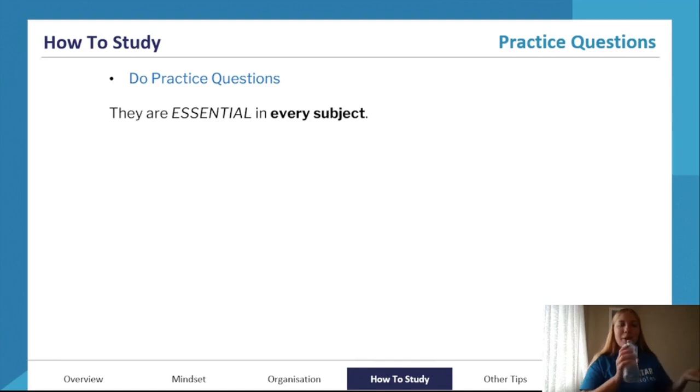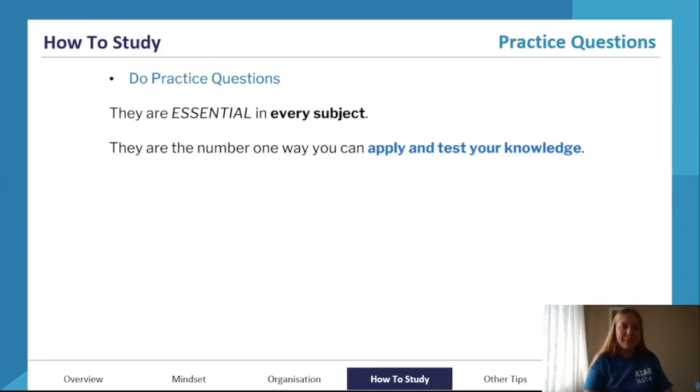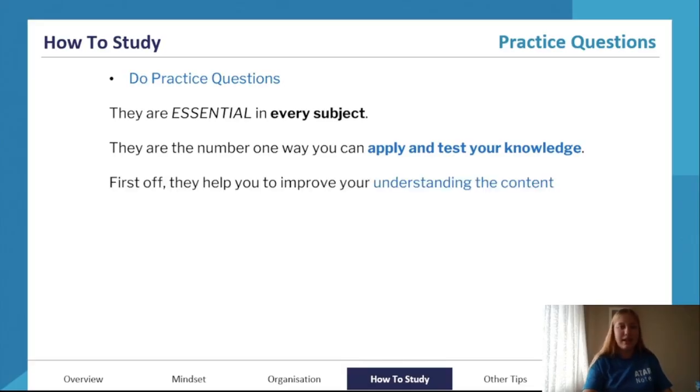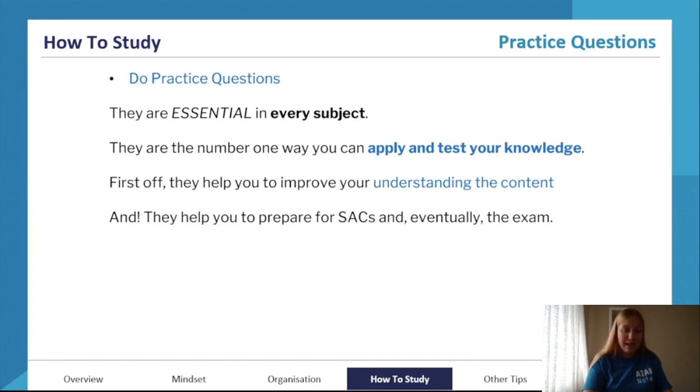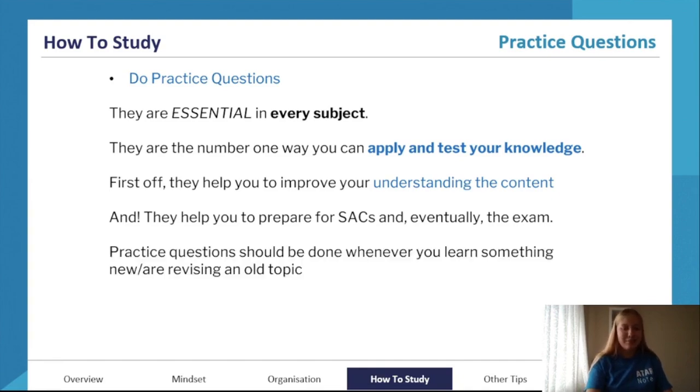Now, let's talk about practice questions. These are essential and super, super important in every one of your subjects. So it's the number one way that we can apply and test our knowledge and see what our issues are with our learning, what weaknesses we still have. And first off, they will help you to improve your understanding of the content and prepare for SACs and also eventually the exam, because we know that a lot of the exams actually consist of these practice questions.